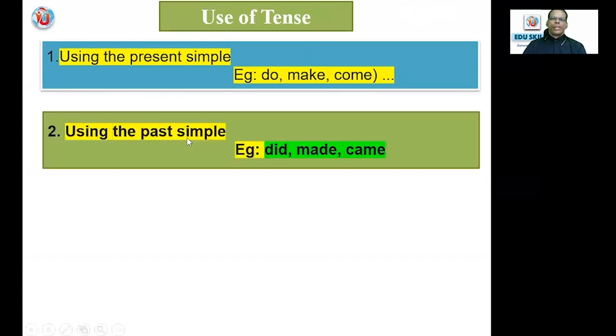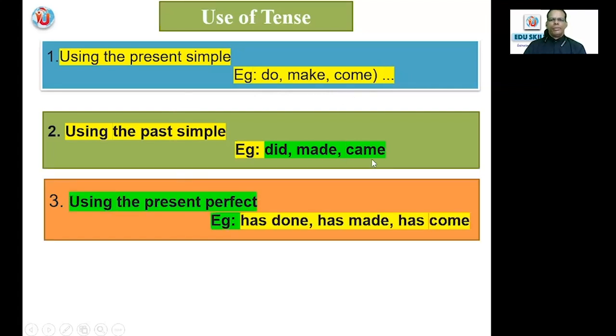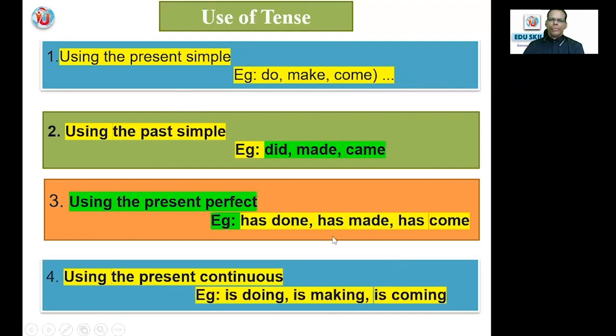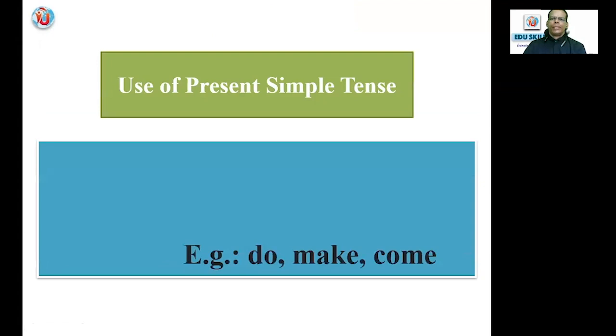So use of tense. Using the present tense: I do, he does, he makes, he comes, third person singular. Do, make, come, that is present simple. Past simple is did, made, came: he did, he made, he came. Using the present perfect: he has done, he has made, he has come, we have done, we have made, we have come. And using the present continuous, or as I usually say, present progressive: he is doing, she is making, she is coming. So we'll be going into detail of these things.